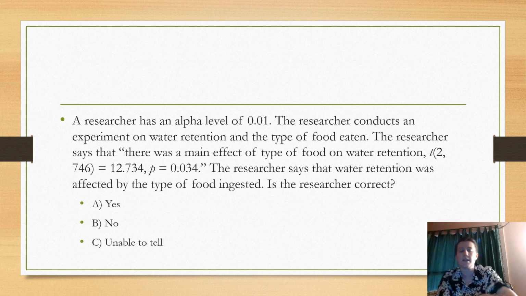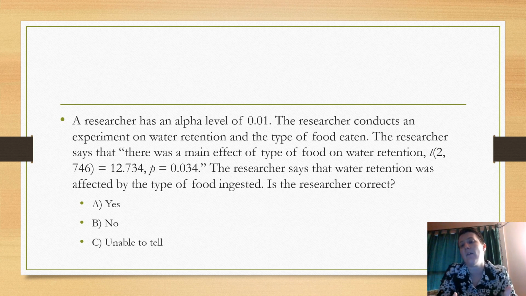Well, since our alpha is set at 0.01 and our p-value of 0.03 is greater than that, we do not have statistical significance. We would actually retain the null hypothesis when we have an alpha value of 0.01 and a p-value of 0.03. So is the researcher correct when they say that there was a main effect on the type of food and water retention? No, the researcher is not correct.